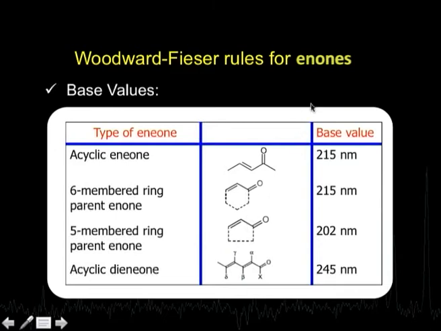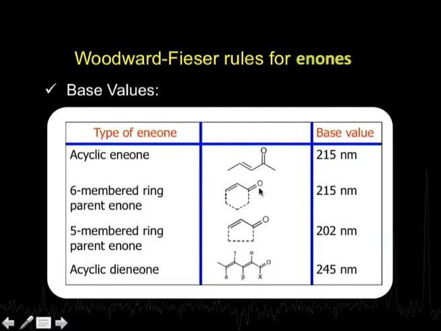Now let us see what these rules are. In the previous session we talked about the rules for dienes, where we defined the base chromophore and the base value, that is the lambda max value for it. In this case we continue in the same direction, and for enones different kinds of chromophores have been identified. If we have an acyclic enone like this, with a carbonyl and a conjugation, the base value is given as 215 nanometers.